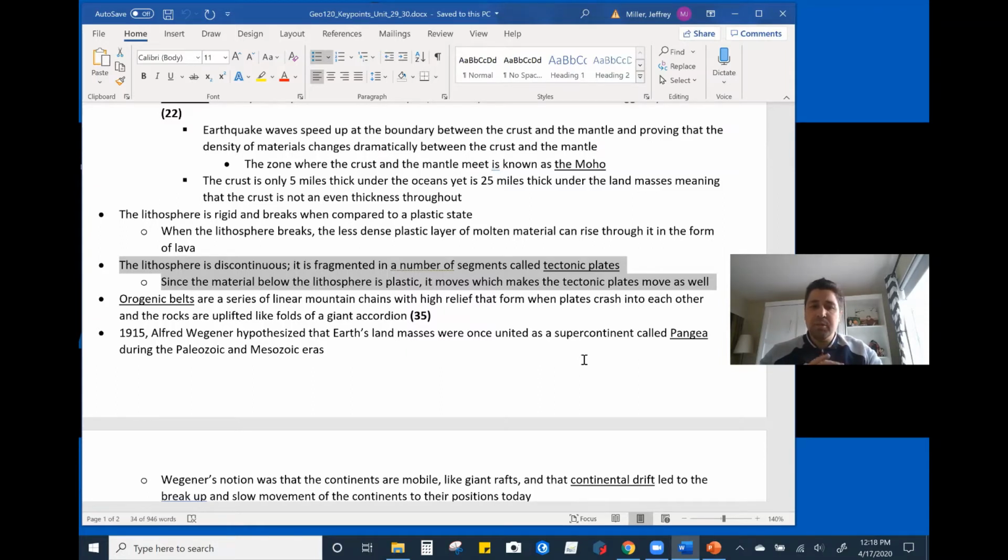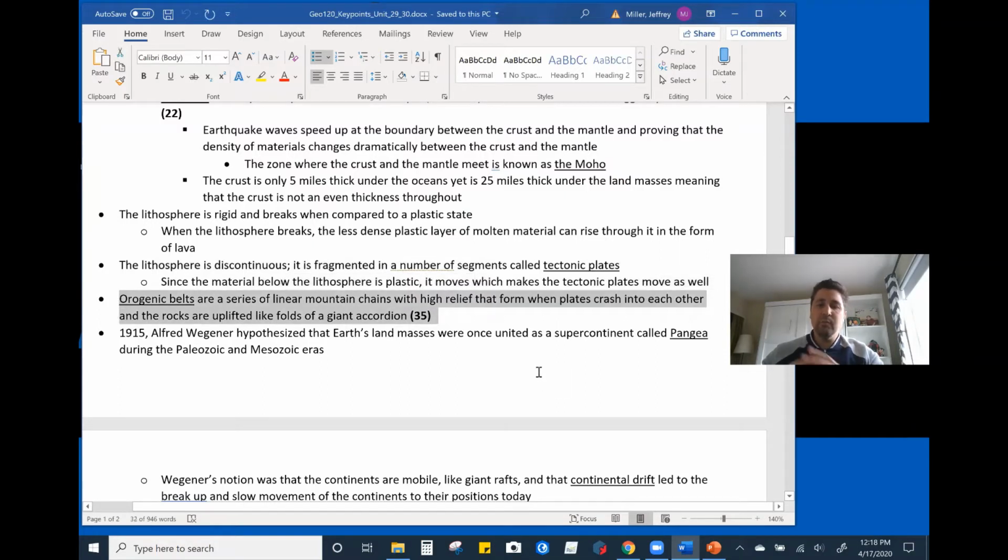Something known as orogenic belts. Those are a series of linear mountain chains with high relief, and they form where plates crash into each other. The rocks get uplifted like this, kind of like a giant accordion. Orogenic belts, linear mountain chains. And you see mountains on the earth doing this pattern, all in kind of a straight line. That's because plates crashed into each other and did this kind of pattern.